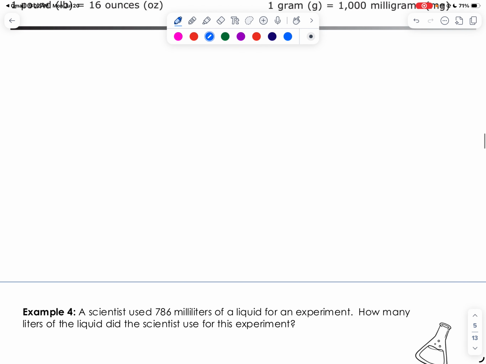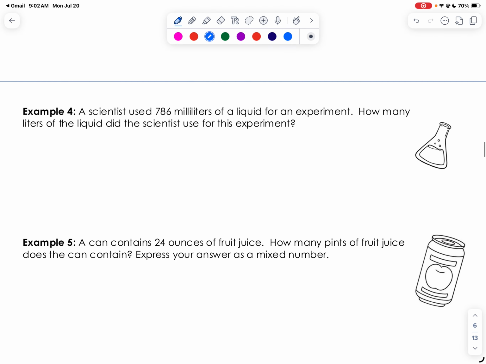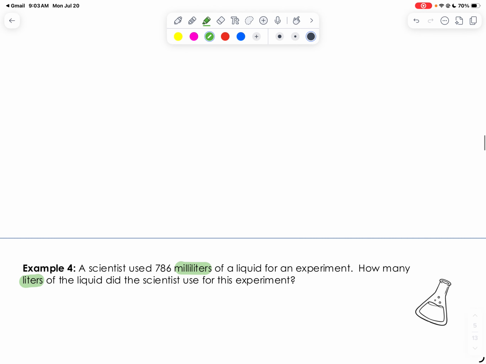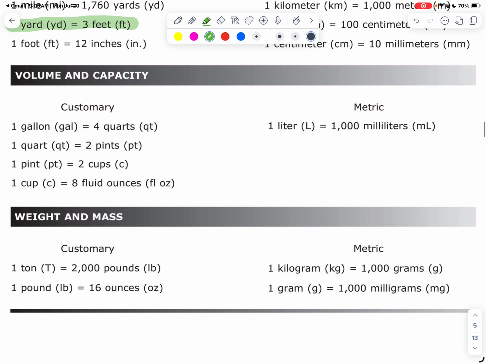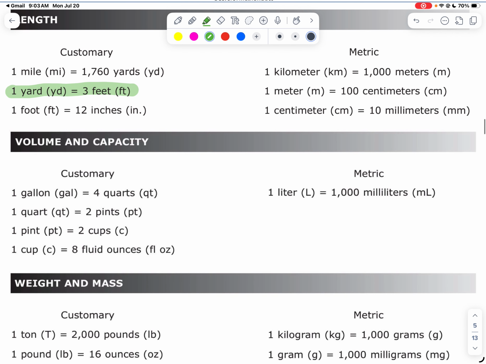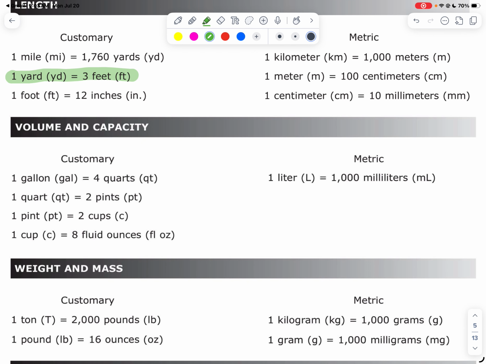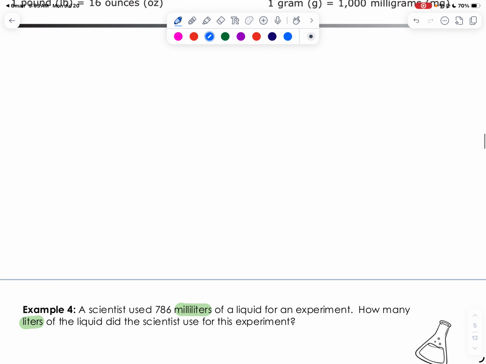All right. Example 4. A scientist used 786 milliliters of a liquid for an experiment. How many liters of the liquid did the scientist use of the experiment? So here we're comparing milliliters to liters. So let's find our unit rate. Milliliters. There it is. 1 liter is equal to 1,000 milliliters.